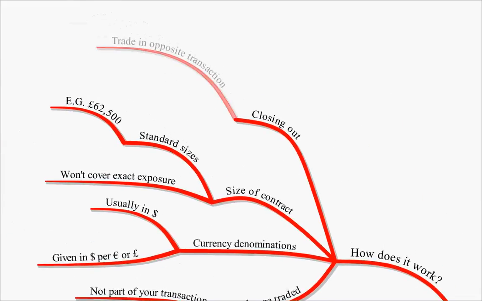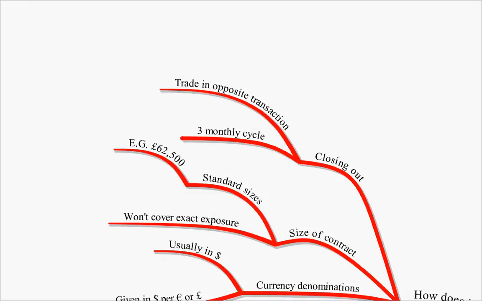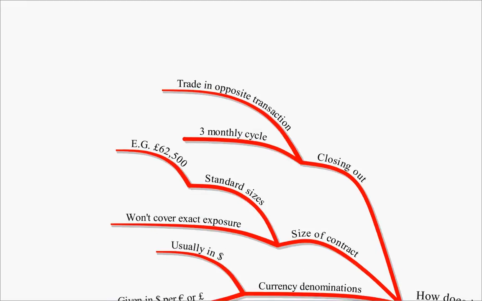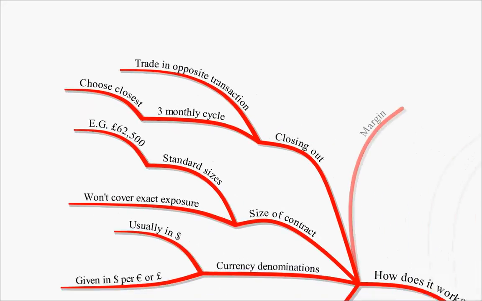Closing out the trade, well, you'll trade in the opposite direction. So if you buy at 1.650, you will sell at the price that's prevailing at the time, say 1.620, and that is the trade in the opposite direction to close out the transaction. The futures are offered in 3 monthly cycles, so you have to choose which contract you're going to have, and we'll look at that in a second.